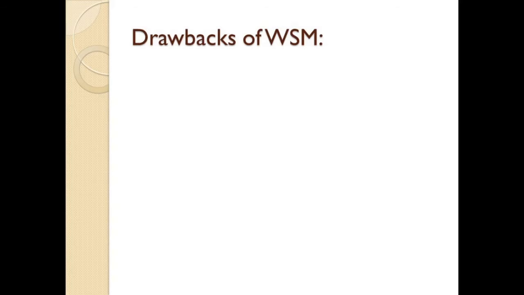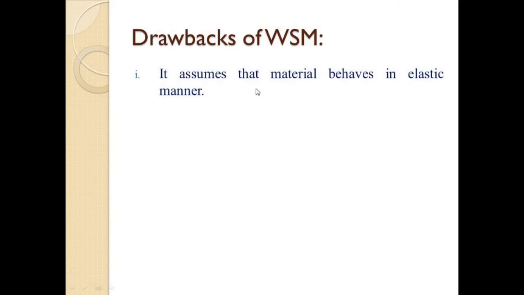But this method has some drawbacks or disadvantages. Therefore, this method is obsolete now. So let us see what those drawbacks of working stress method are. First one is that it assumes the material behaves in an elastic manner, that is stress is directly proportional to strain. However, this assumption, that is linear elastic behavior and that stresses under working loads can be kept within the permissible stresses, is not found to be a realistic one.